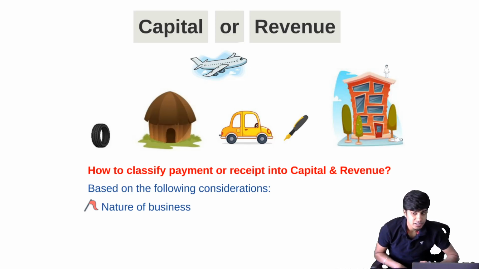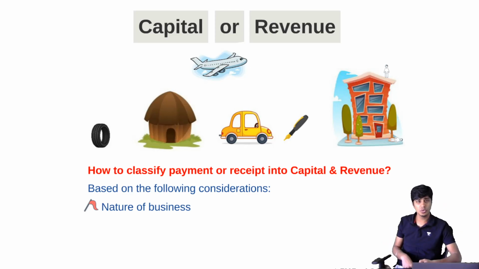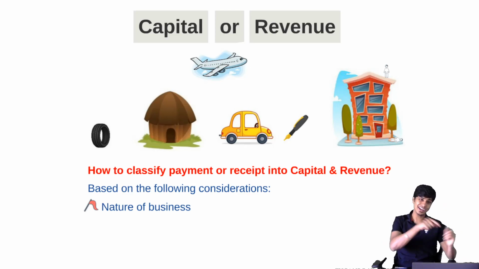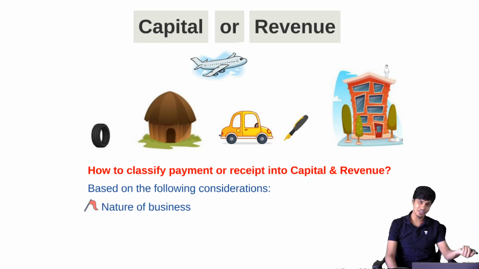You guys get that? A furniture purchased by a furniture trader is revenue. Furniture purchased by an accountant is a capital. You get what I'm trying to tell? Car bought by a car trader is revenue. Car bought by a businessman who doesn't deal with cars is a capital item. So we need to see the nature of the business.